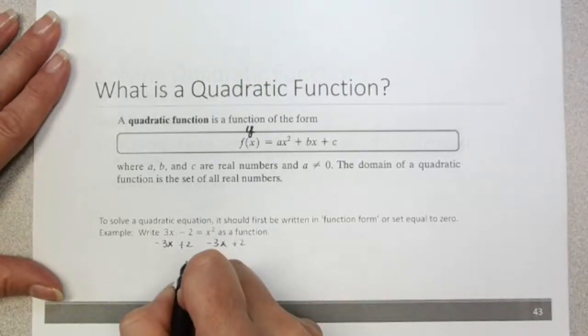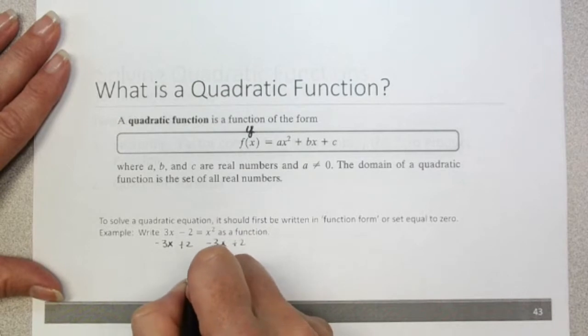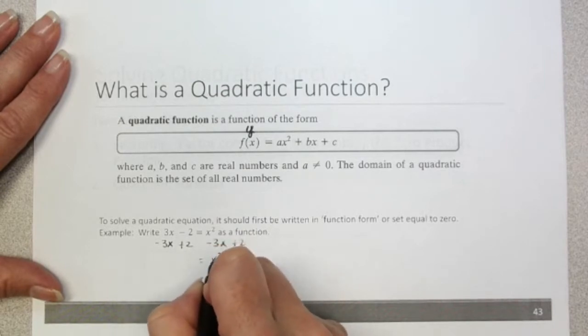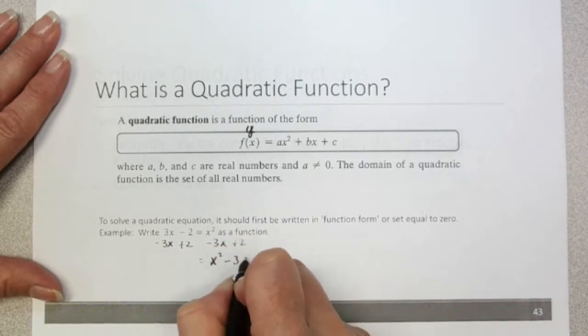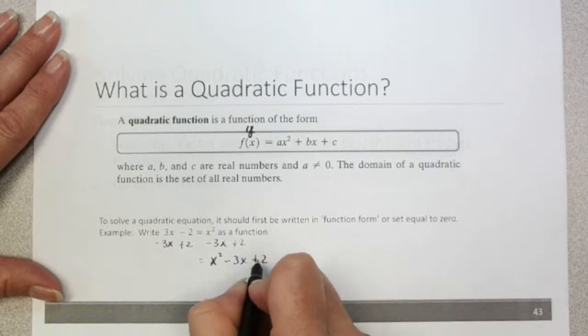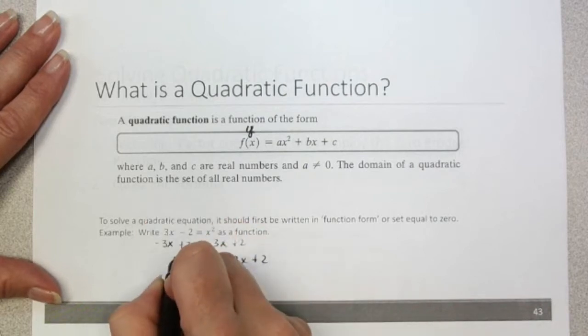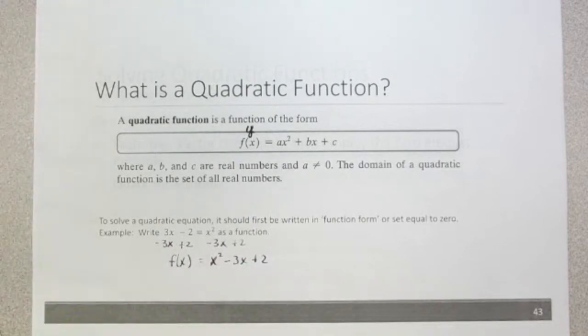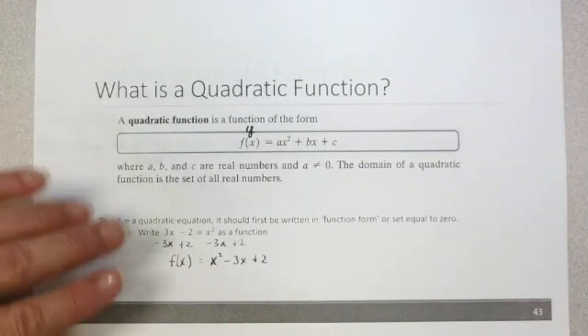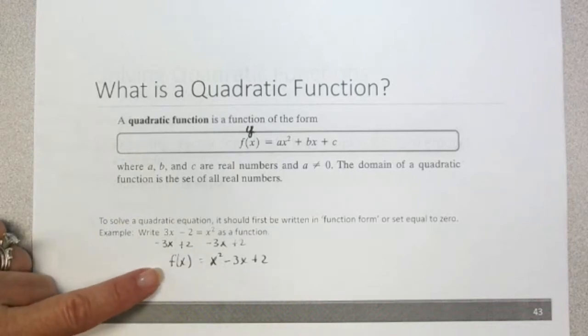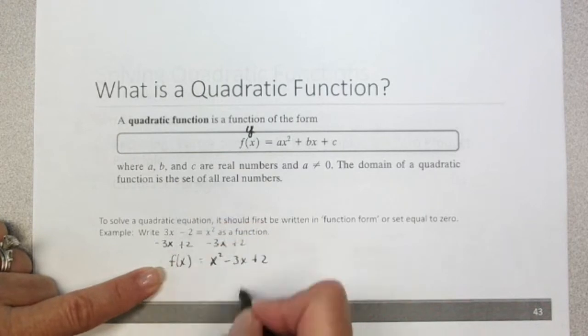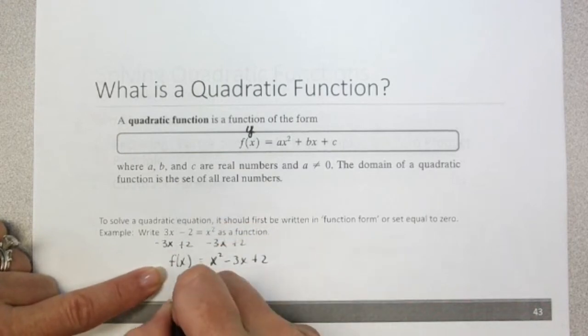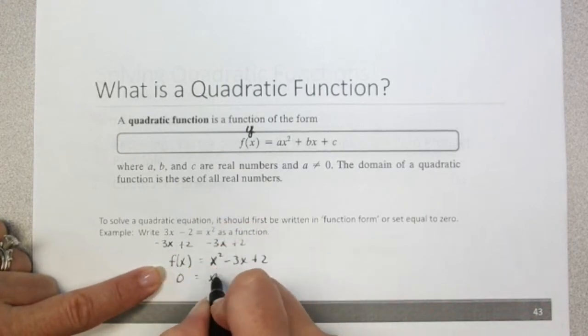So then we end up with x squared minus 3x plus 2 on the right-hand side, and we can call that our function. We'll call that our f of x. So that's the function form for that quadratic equation. And then, of course, when we begin solving it, we want to set it equal to 0, so we'll want to substitute 0 in for that output.